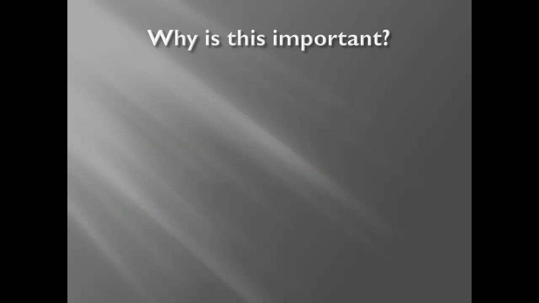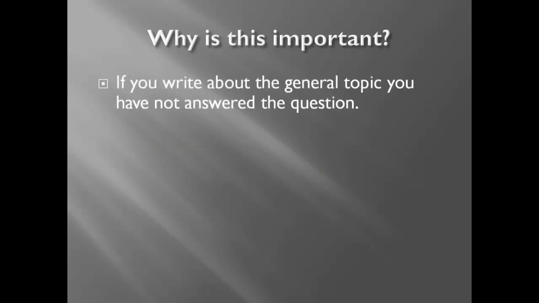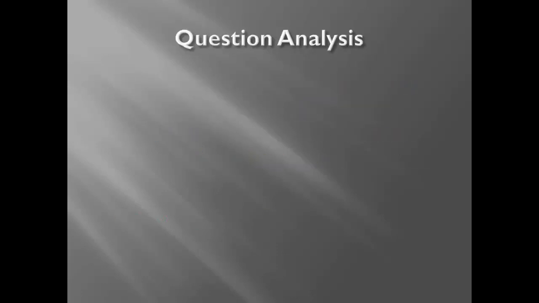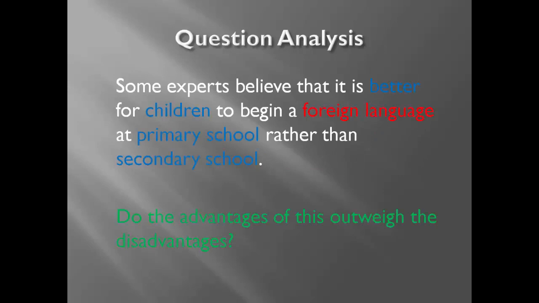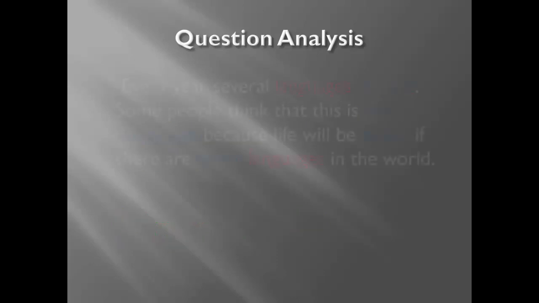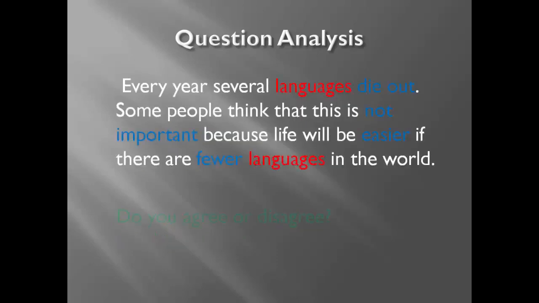Why is this important? If you write about the general topic, you've not answered the question. So let's look at the 2 examples again. If you just wrote about foreign languages, everything you know about foreign languages, you haven't answered the specific question. For the second question, if you write everything you know about languages, you haven't answered the specific question. This is one of the most common mistakes for IELTS students in task 2. They write about the topic, not answer the question.